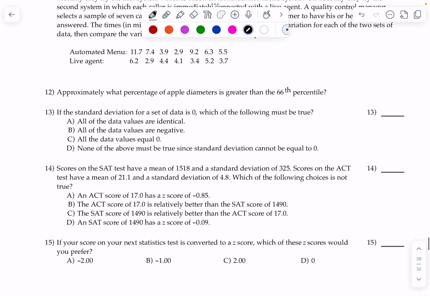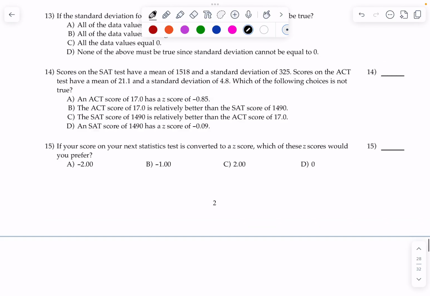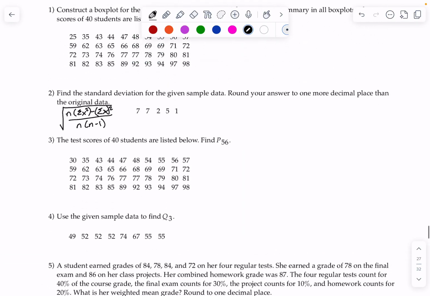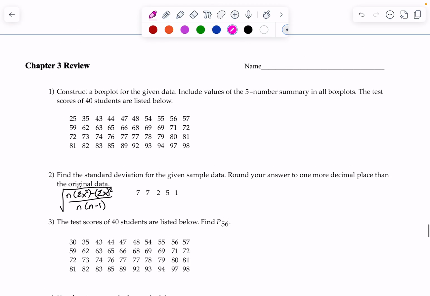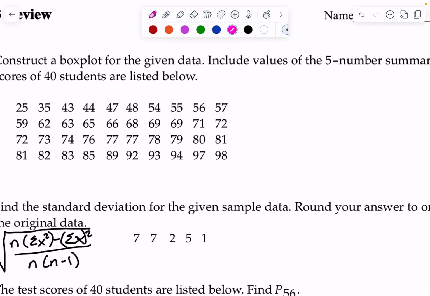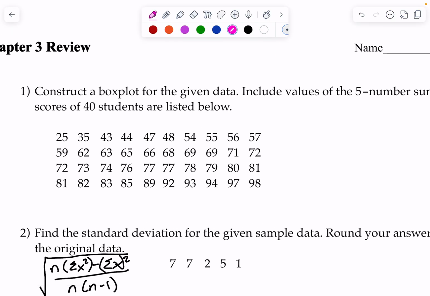This is a rather short review. I think it's gonna be okay. How about this? I will let you use your review on your test, okay? So as we go through this, make sure you're writing stuff down, but make sure you understand what you're doing. Make sure you're paying attention to each problem as we go through and you understand how to do it, okay? All right, first one, box plot.